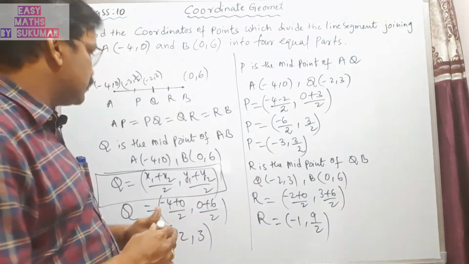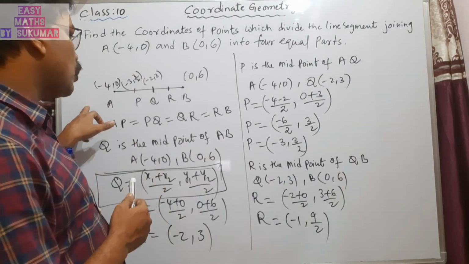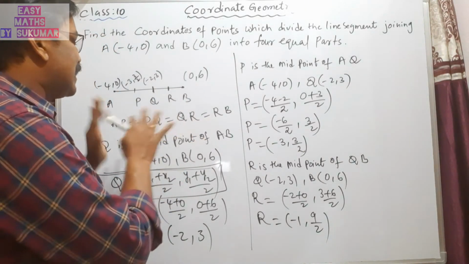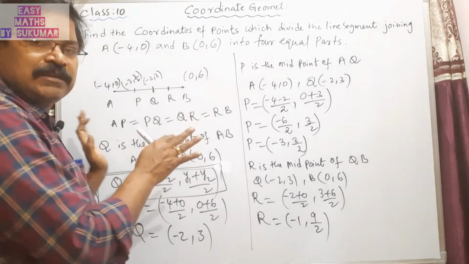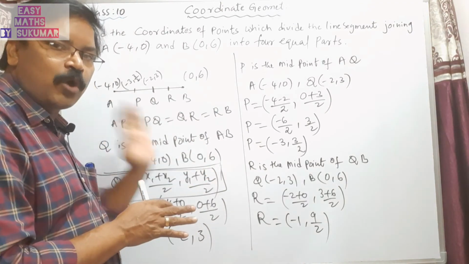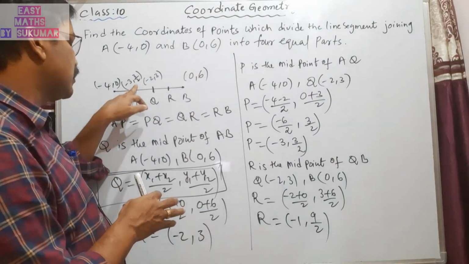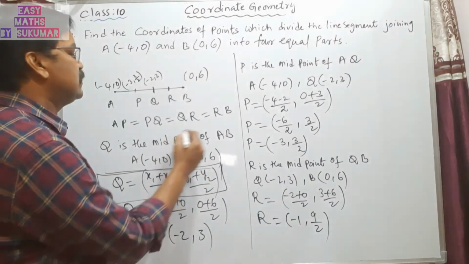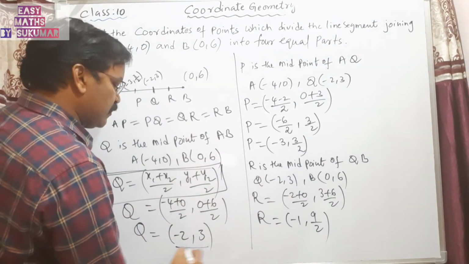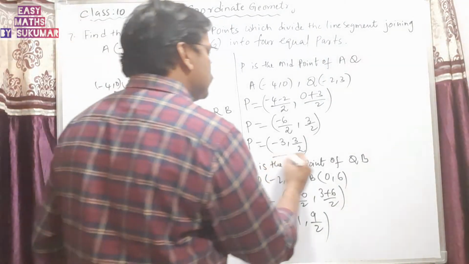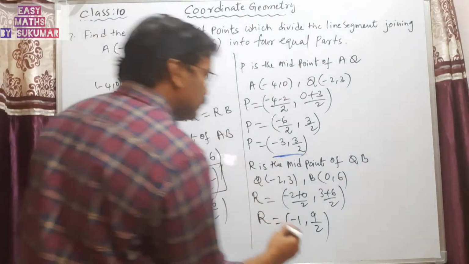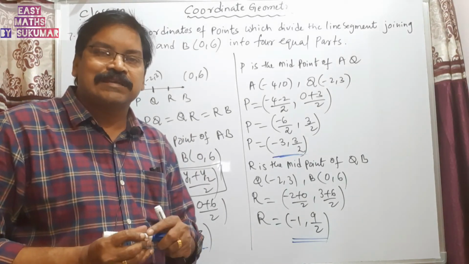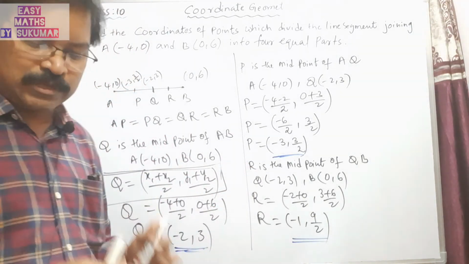Therefore, my dear students, the line segment joining the points A minus 4 comma 0 and B 0 comma 6 is divided into 4 equal parts. The points are: Q is minus 2 comma 3, P is minus 3 comma 3 by 2, and R is minus 1 comma 9 by 2. This sum is also very important, like trisectional points.